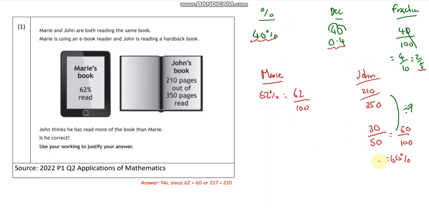Well, it looks to me as if Mary's read more. So Mary has read more. And you want a statement, you want to finish off your question, and say, as 62% is greater than 60%. That's how I'd be doing that question. Okay, so how do we think about how those things are related to each other?